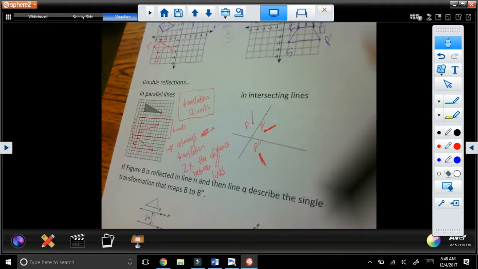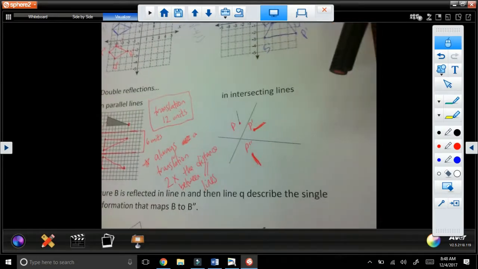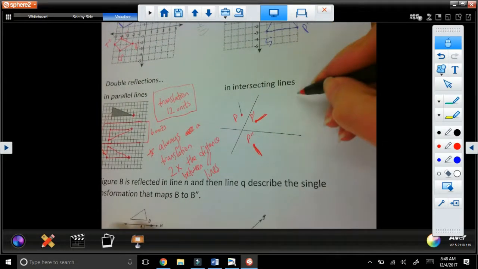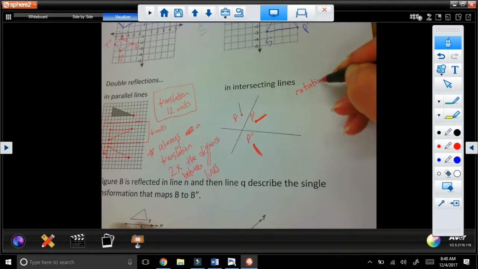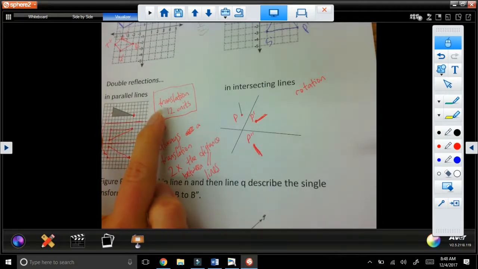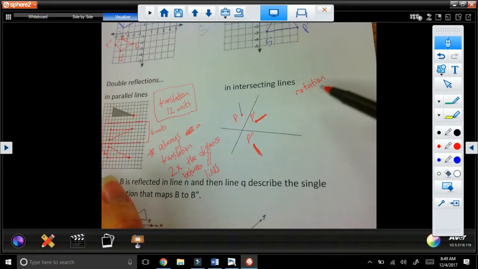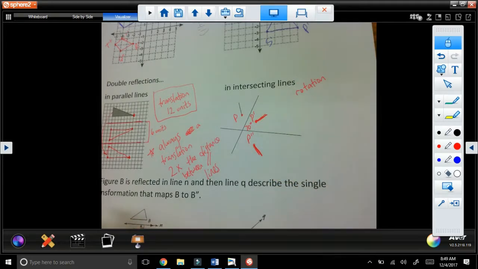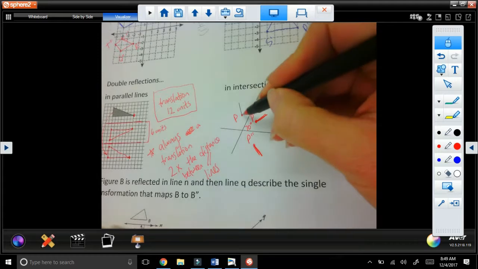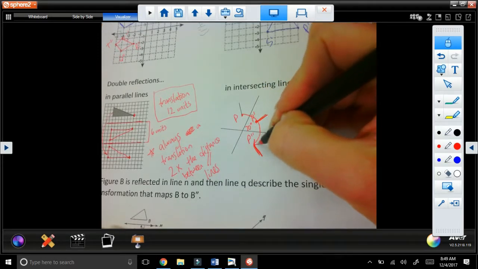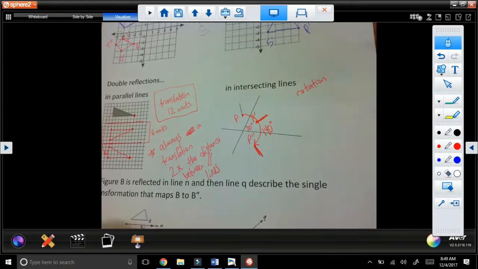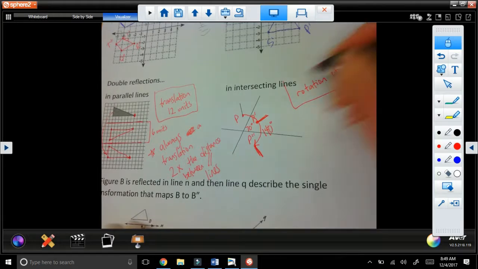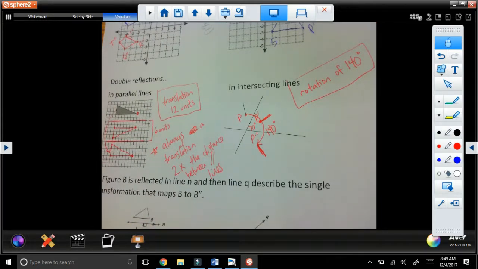Hopefully you can tell that this is not a translation. When you have these intersecting lines, what this actually ends up being is a rotation. So parallel lines, it's a translation. If they're intersecting lines, it ends up being a rotation. And let's just say that this is 70 degrees, just to make something up. What this rotation will be is it will be 140 degrees. And that would be your answer for either the coursework or the test or the quiz or whatever.